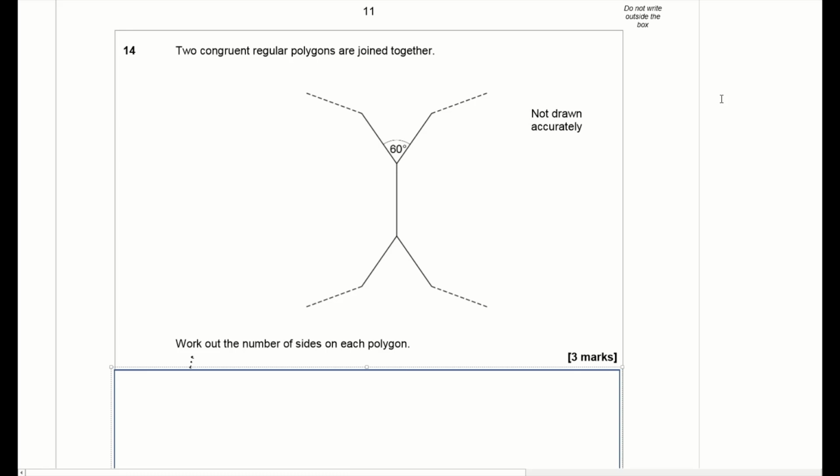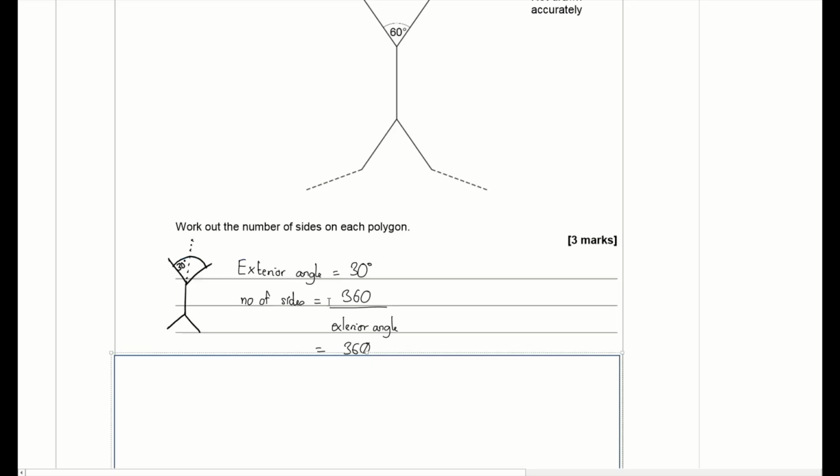Two congruent regular polygons are joined together. Not drawn accurately. Work out the number of sides on each polygon. Now congruent means they're absolutely identical. Regular means that all of their angles and sides are also identical. Now they've been joined together along this common side here, and what you have to consider is that this common side can actually be extended out, and because these two polygons are congruent, if this line is extended out, it will bisect the angle of 60 degrees, in other words cutting it in half.